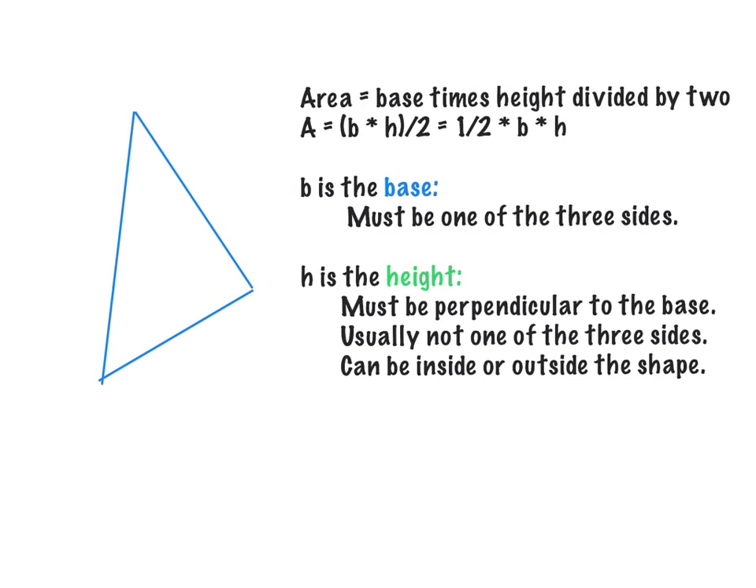For example, on the shape I have right here, what I might do is draw a line like this. What I'm trying to do is draw a line perpendicular, so notice that I've got the little square right there, to this base. In this example, my base is right here. My height is the green line. Please notice that the height goes from the base, perpendicular, to the other part of the triangle, the other vertex, we might say.